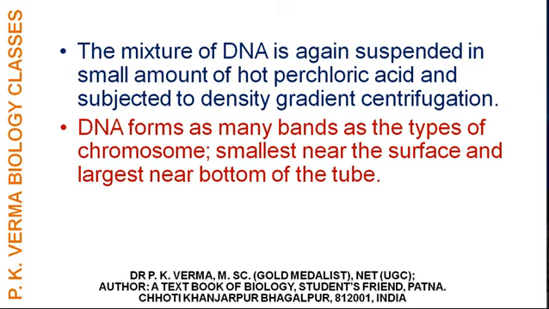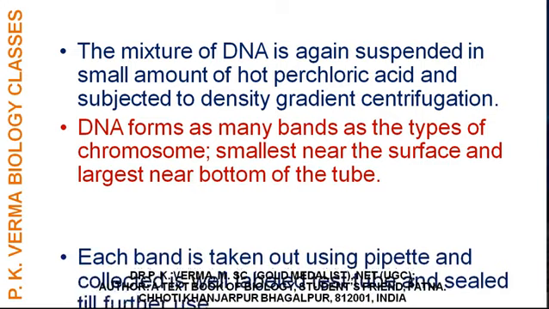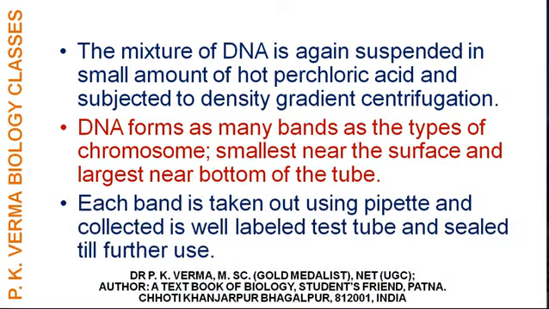For isolation of DNA, mostly the cesium chloride is preferred. DNA forms as many bands as the types of chromosomes. Smallest DNA near the surface and largest DNA near the bottom. So every fraction of DNA can be separated using a test tube, using a pipette, and collecting in different test tubes labeled well and sealed till further use.